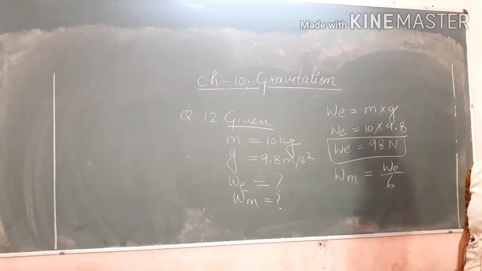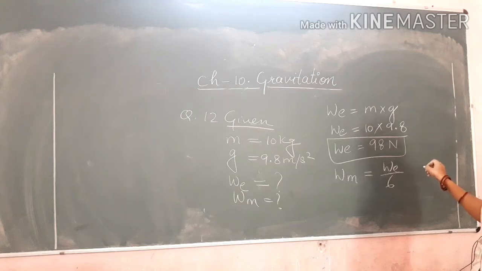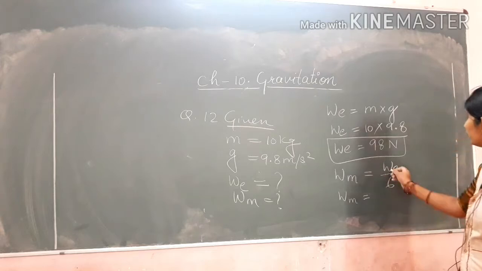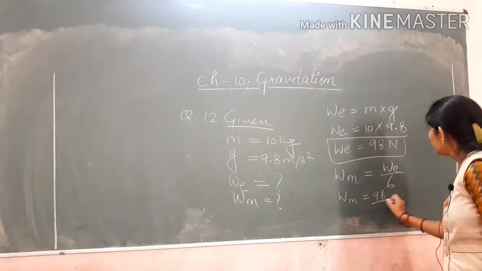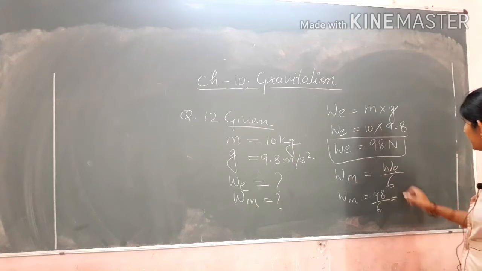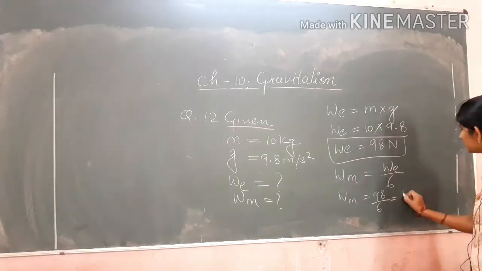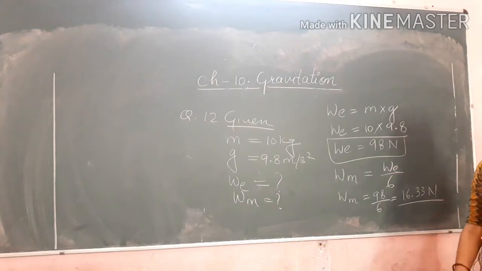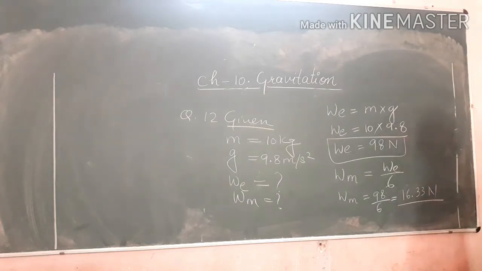So weight of the object on the surface of moon is equal to weight of the object on the surface of earth upon 6. W_m is equal to weight on earth, 98 Newton, upon 6. Now divide it, we will get 16.33 Newton. So this is the weight of the object on the surface of moon, which is 1/6 of its value on the surface of earth.